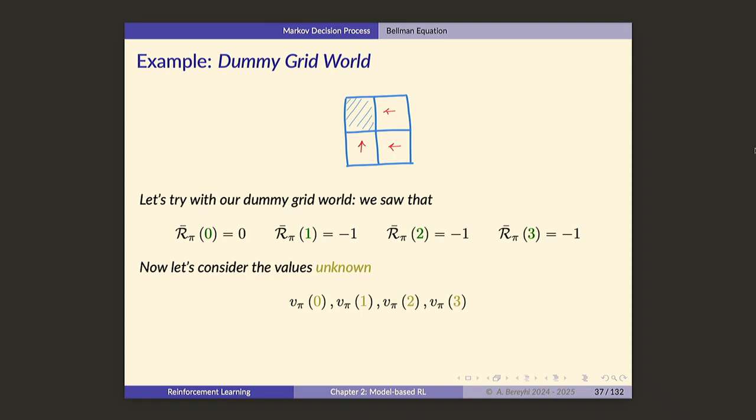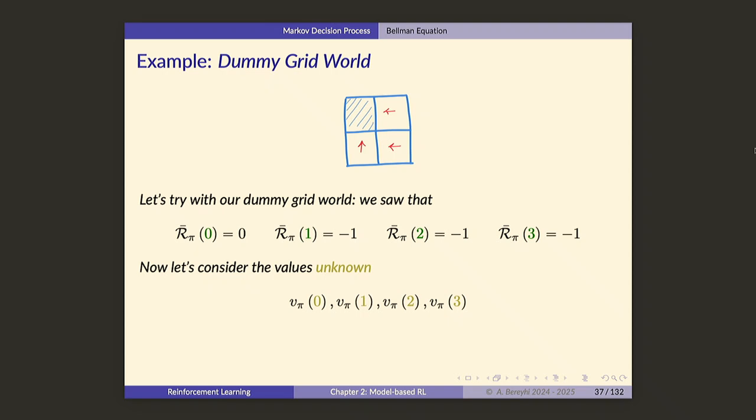For instance, if I make my policy at this particular top right cell to just move to the right instead of left, what's going to be the average immediate reward? Go ahead. -0.5, exactly. It's going to be -0.5 because it's going to hit the wall, right? So I change the policy, and the immediate reward is going to change. Everybody's cool? So this is the immediate reward that I'm going to get in each state when I am playing with this policy pi.